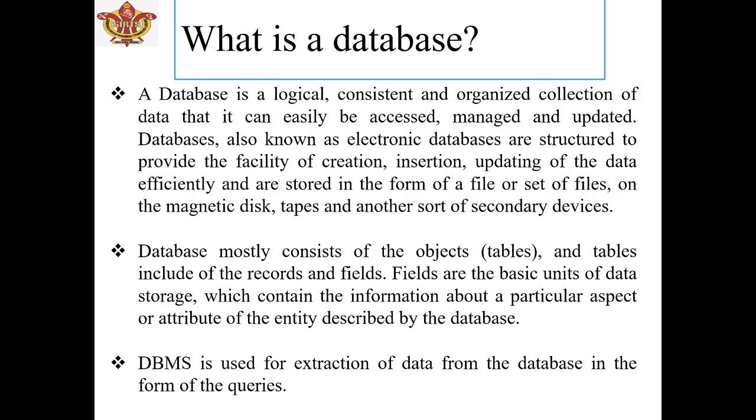Now we will see what a database is. A database is a logical, consistent, and organized collection of data that can be easily accessed, managed, and updated. A database, also known as an electronic database, is structured to provide the facility of creation, insertion, and updating of data efficiently, and is stored in the form of a file or set of files on magnetic disks, tapes, and other secondary devices. A database mostly consists of objects like tables, and tables include records and fields, which are the basic units of data storage containing information about particular aspects or attributes of the entity described by the database. Finally, DBMS is used for extraction of data from the database in the form of queries.